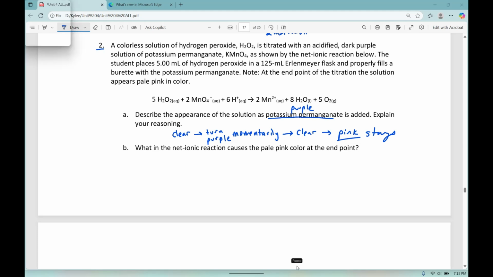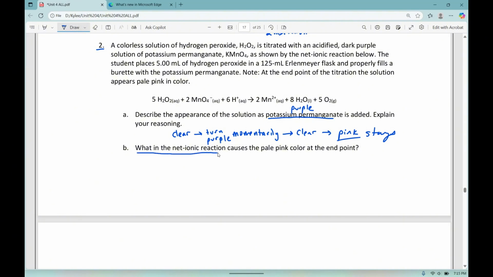Now on part B, they're asking what component in the net ionic equation, because they just gave us the net ionic equation up here, causes the pale pink color. And this is the purple. And at the end, the pale pink color, it's not going to be water, which is one of my products. It's not going to be the oxygen gas that gets released. So my pink color has to be coming from the Mn2+.